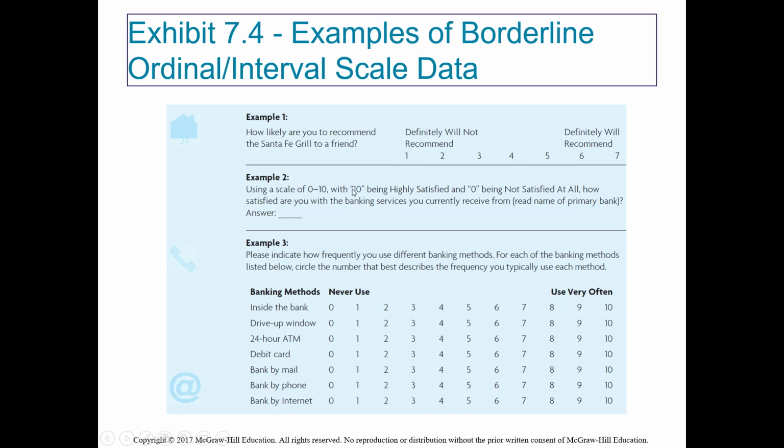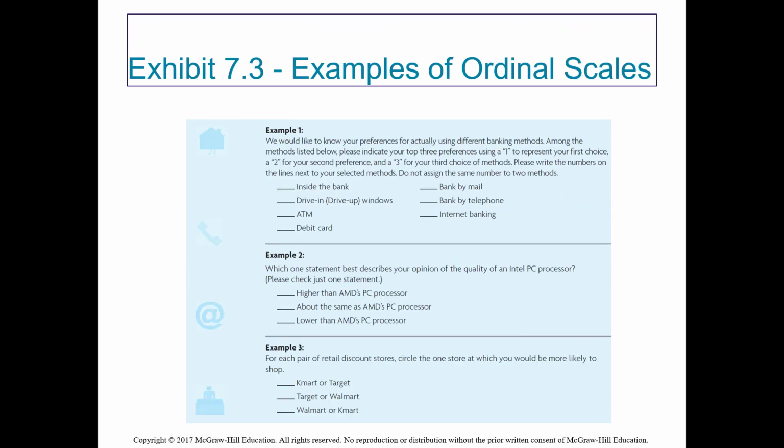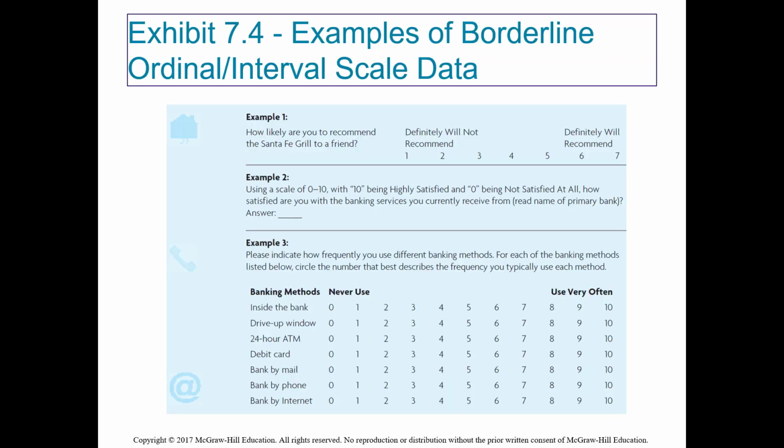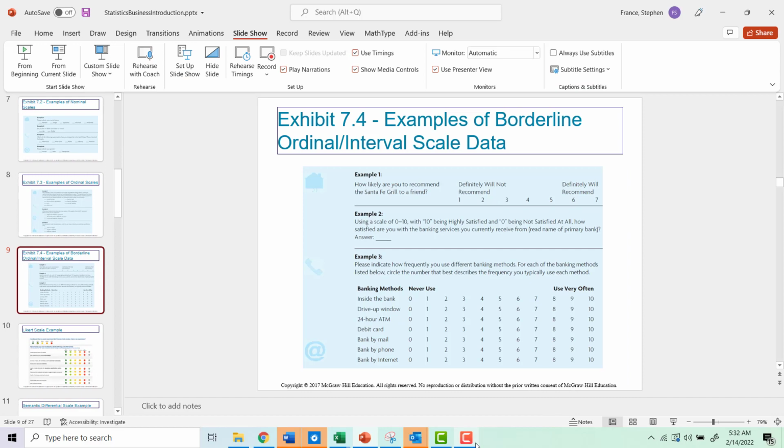We've got 0 to 10, with 10 highly satisfied and 0 being not satisfied at all. But again, you can't say 2 is twice as satisfied as 1. And here we have a multi-attribute scale from never used to use very often. So that really isn't pure interval scale data. It's probably somewhere on the border, somewhere on the cusp of that.